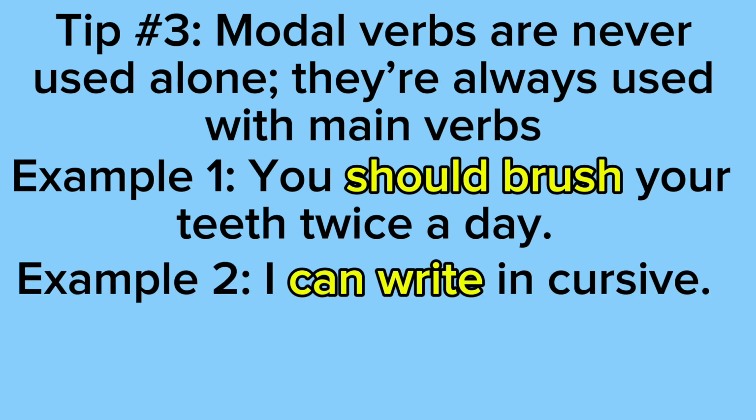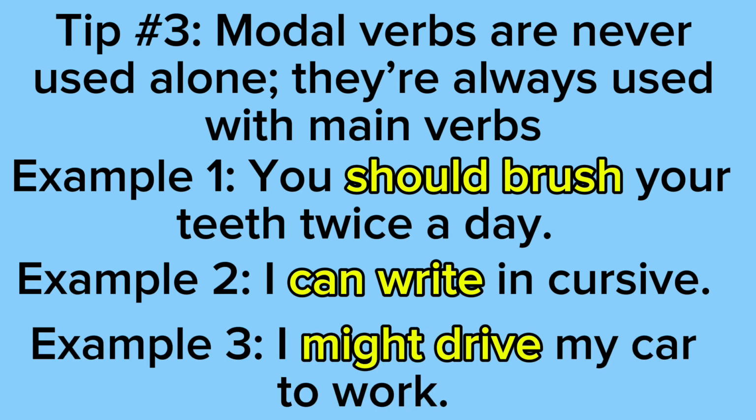Example 2 says I can write in cursive. So the modal verb is can and the main verb is write. Notice how they're used together and the modal verb isn't being used by itself. Example 3 says I might drive my car to work. So the modal verb is might and the main verb is drive. Notice how they're being used together. The modal verb isn't being used by itself.